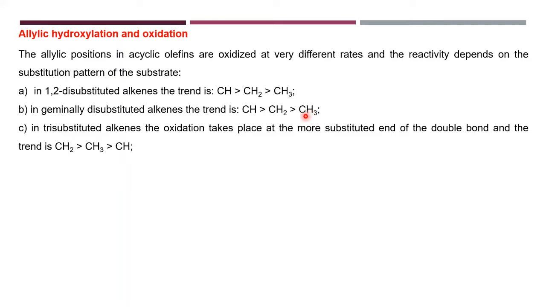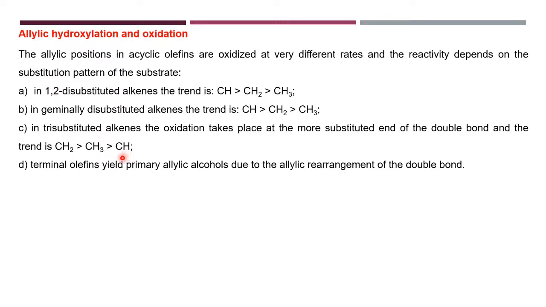If you are given a tri-substituted alkene, things get a little different over here. The oxidation takes place at the more substituted end of the double bond. So first one has to decide which is the more substituted end, and the trend over here is CH2, CH3, CH. These things will become clear when we take a few more examples. Now, if you are given terminal olefins, it particularly yields primary allylic alcohols because there is an allylic rearrangement of the double bond taking place over here.